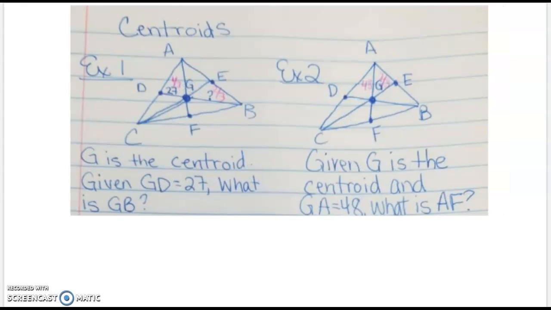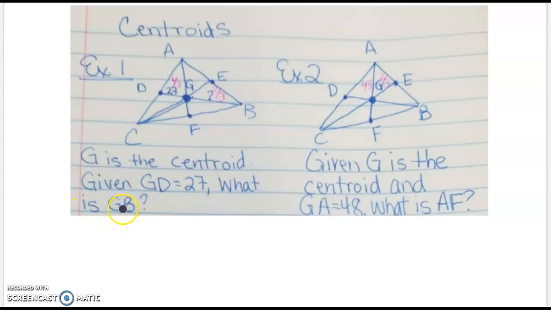Then we have centroids, and centroids are created from the medians. And what's unique about the centroid is if I were to take this triangle and cut it out, and I put my very sharp pencil point right there at point G, did you know it would balance perfectly? That's what the centroid is. It's the balance point of the triangle. So here we have G is the centroid. That means it's made up of all the medians intersecting. And I'm given that GD is equal to 27.